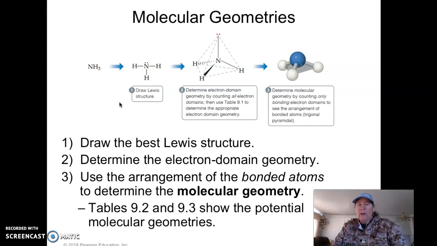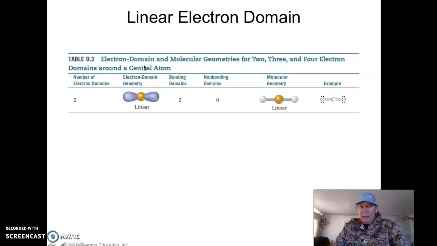And they're in your book. 9.2 and 9.3 show you them. And again, I have a chart for you to use as well. But really, all you're looking at is the guy in the middle: bonded 3, 1 lone pair. That's what you're looking at. And here we got them.